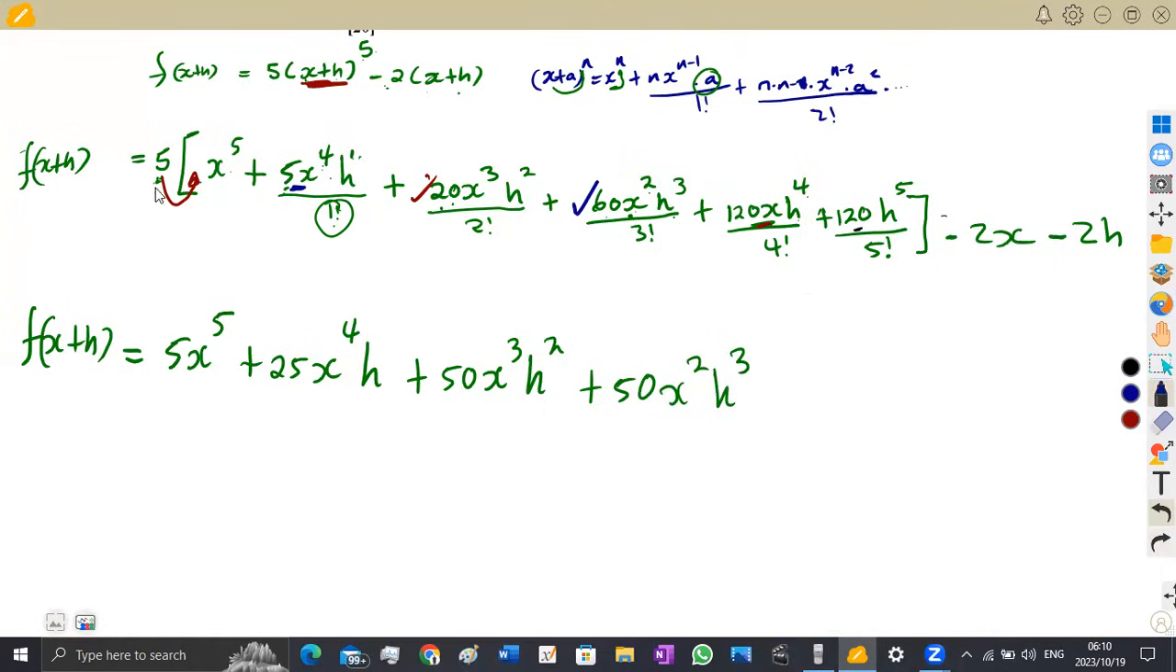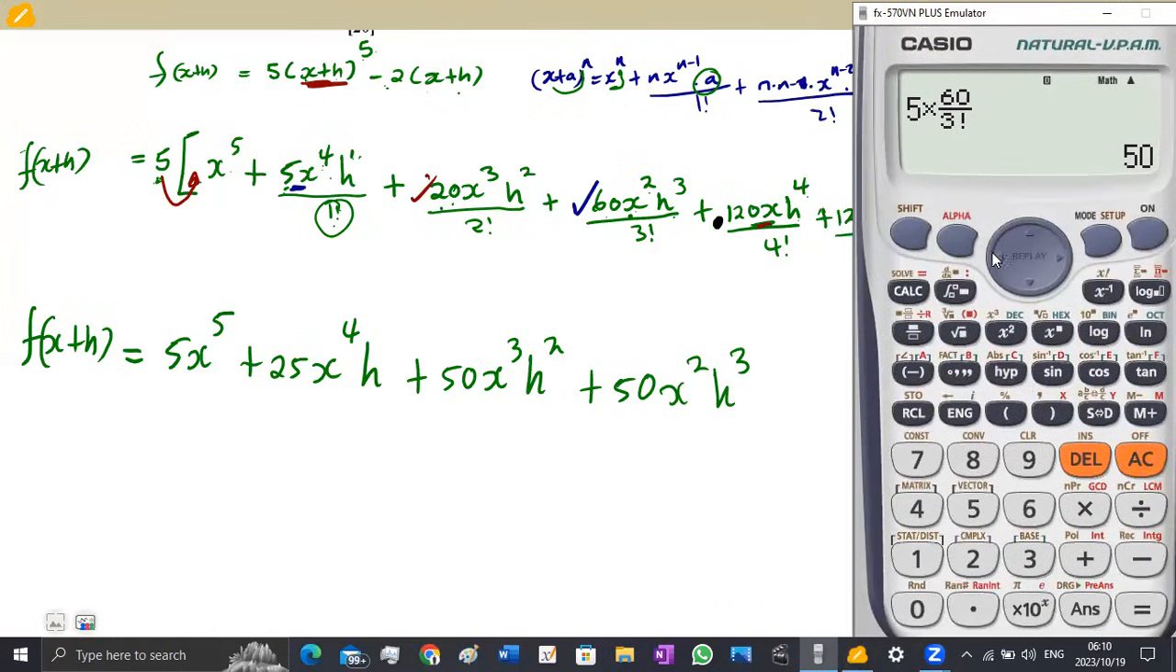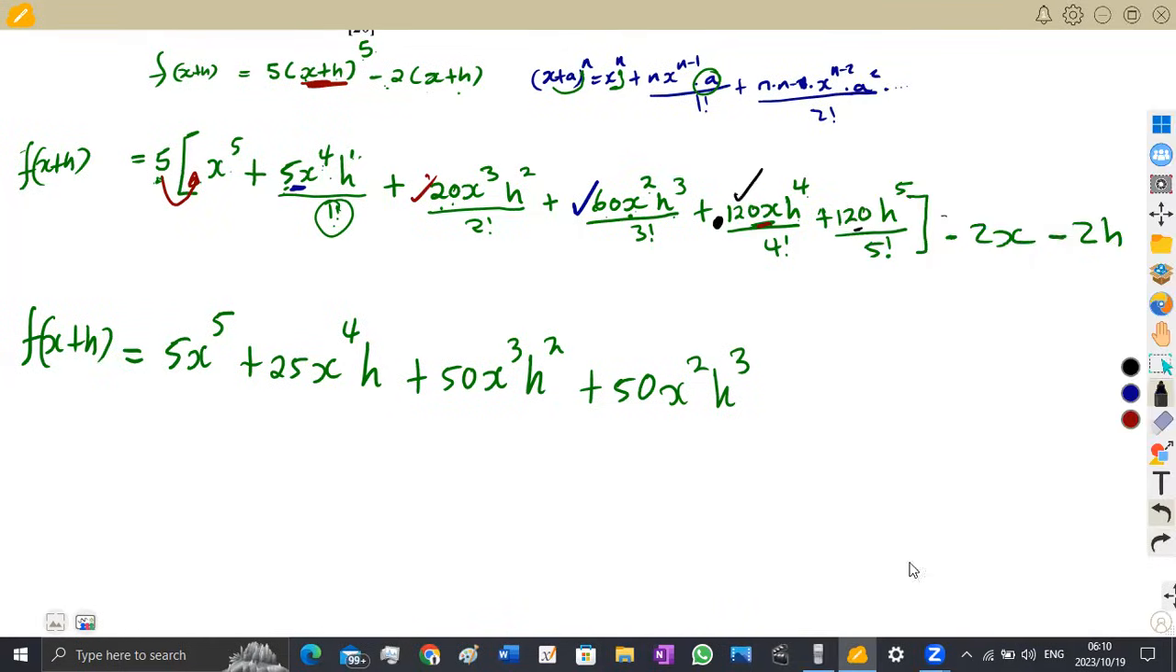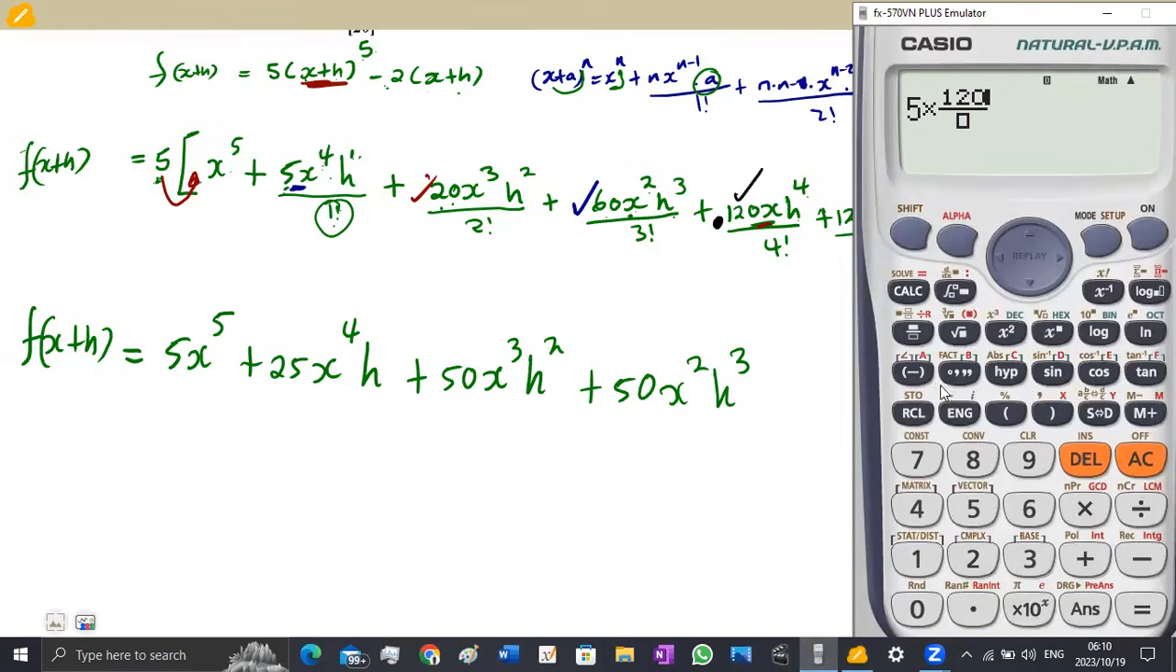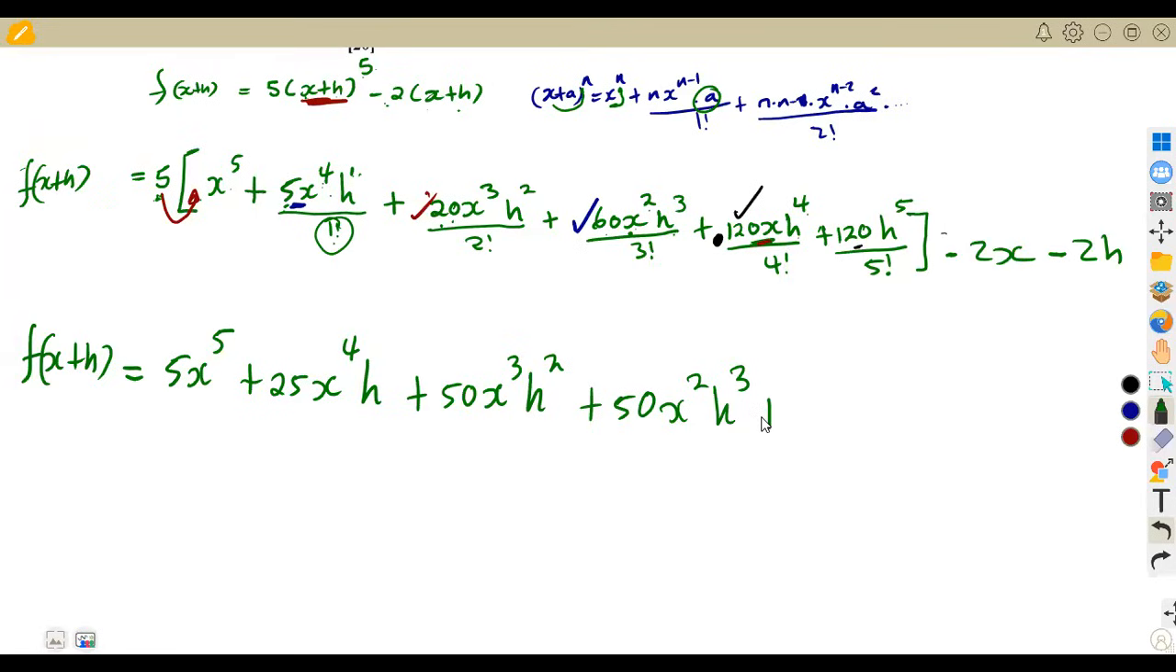We do the same thing. 5 here is going to multiply this part here. All right, so 5 is going to multiply this part this time. So that is going to be, all right, let us just remove this part here. All right, so now it's 120 at this point. So it's going to be 120 over 4 factorial. So that is 4 factorial, which is 25 in this case. All right, so we are going to obtain 25. Okay, that is going to be 25x and h to the exponent of 4.